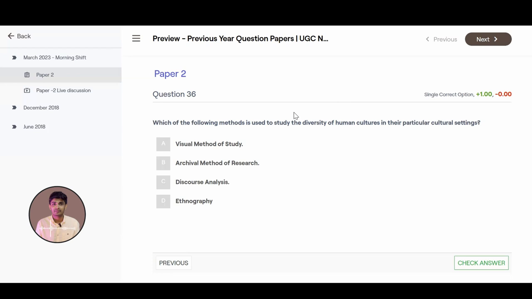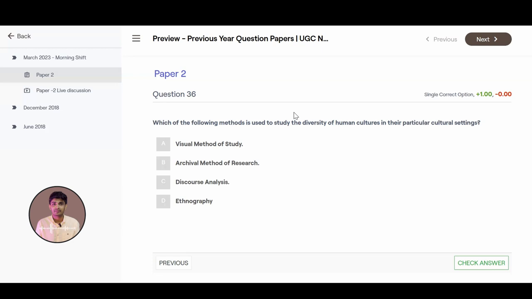Visual method of study is when you study something that is visual, for example, a painting. This is a vague explanation, but it will do for the time being. Archival method of study is when you go to library archives, newspaper archives, and dig up the archive and use that to make a study. Discourse analysis is most often an armchair research work where you try to pull a thread of discourse from a particular text, not necessarily a literary written text, but any text.